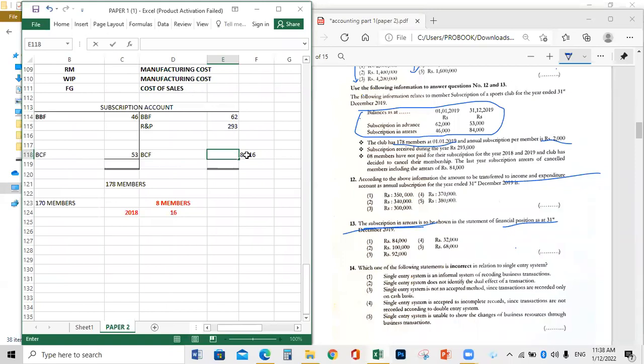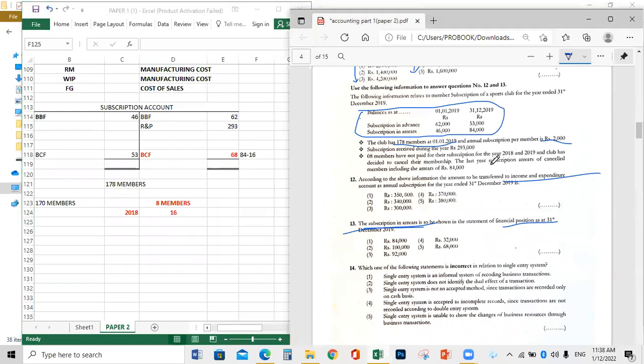They are no more your members. You have cancelled them. So that's why you have to take them out. Are you all clear, guys? So that is going to be 84,000 minus 16,000. So the correct arrears should be not 84,000. It should be 68,000. Anyone who didn't understand that?